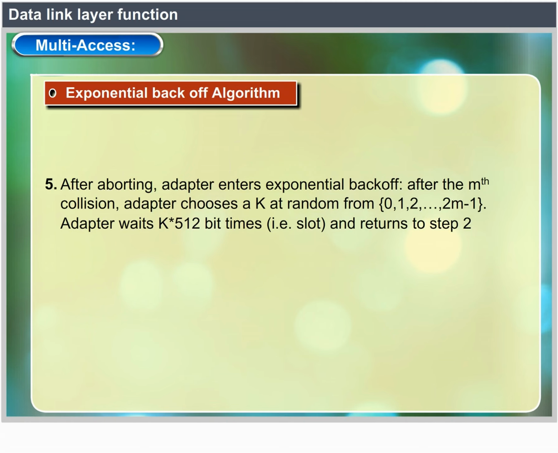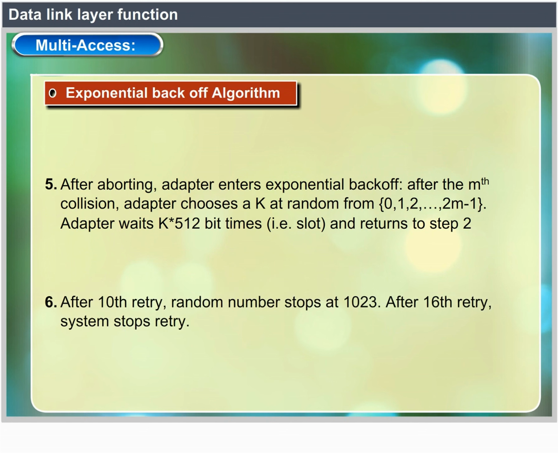After the mth collision, the adapter chooses a k at random from the set {0, 1, 2, ..., 2^m - 1}. The adapter waits k times 512 bit times, that is a slot, and returns to step 2. Number 6. After the 10th retry, the random number stops at 1023. After the 16th retry, the system stops retrying.